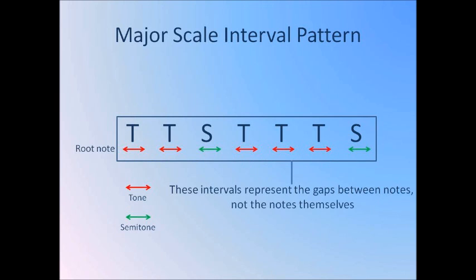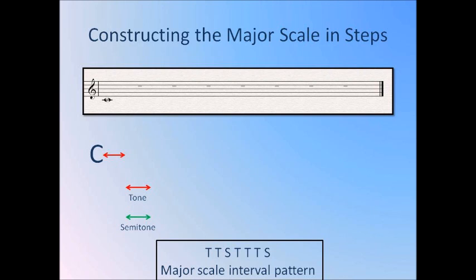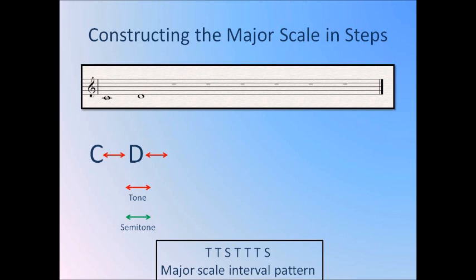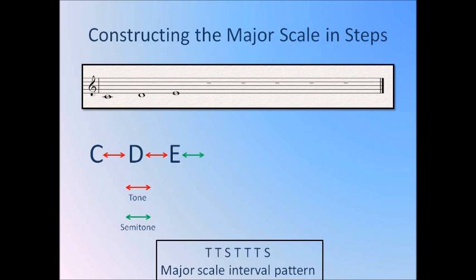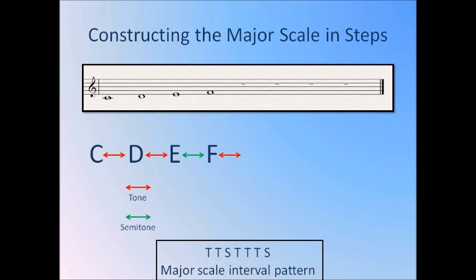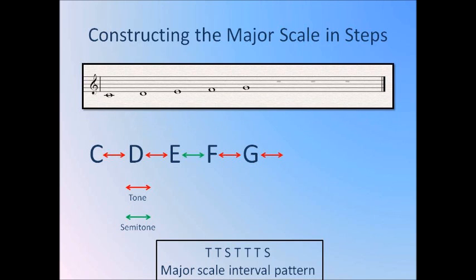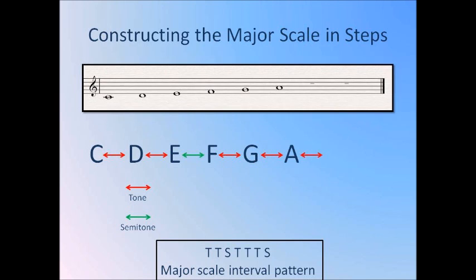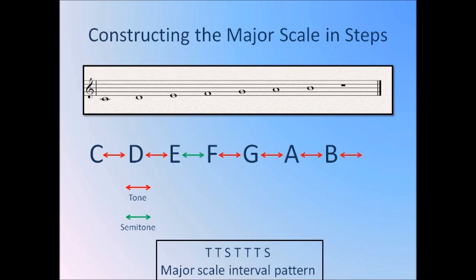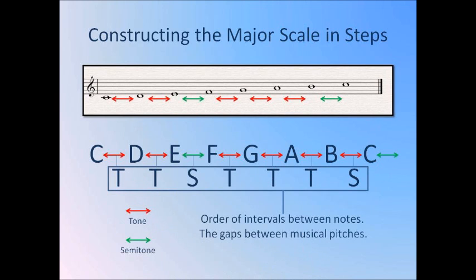Let's first of all try it starting on the note C. Following our major scale formula, the next note up needs to be a tone apart from C, which gives us D. Now another tone, which is E. This time it's a semitone step, which is F. And then a tone, which gives us G. Another tone, which gives us A. Another tone, which gives us B. And finally the last step is a semitone, and we arrive back at our root note, which is C. This gives us the C major scale.